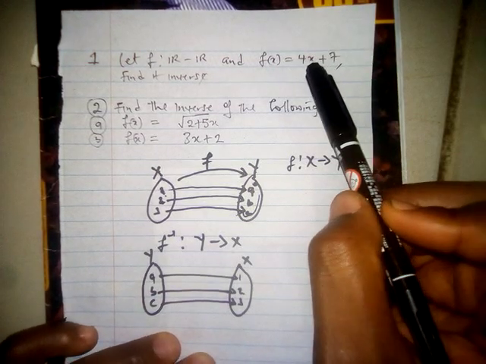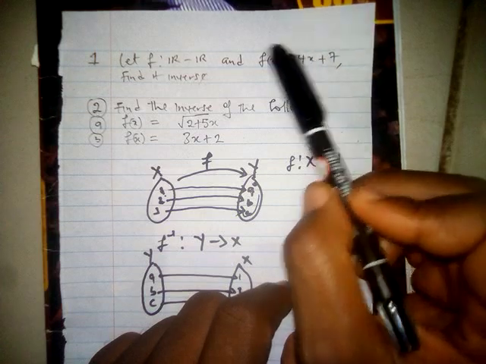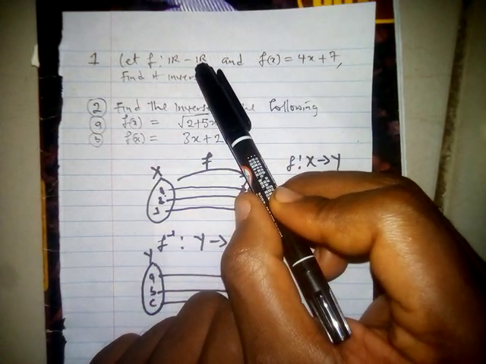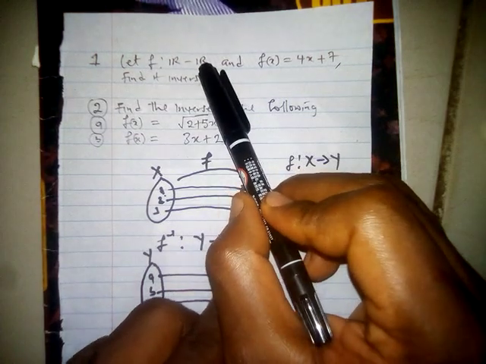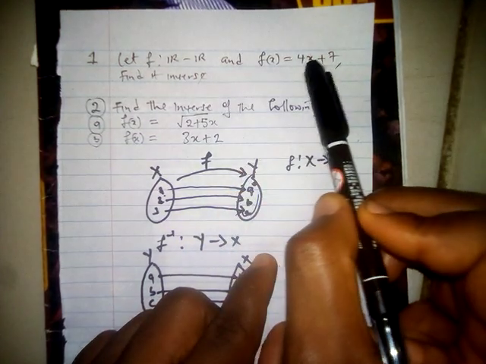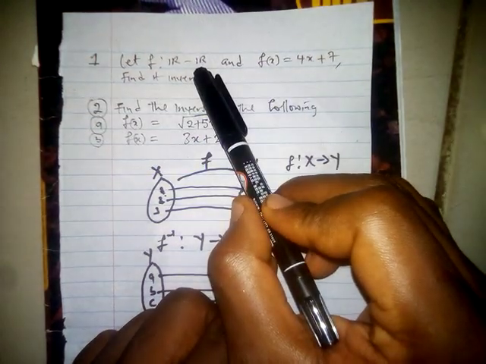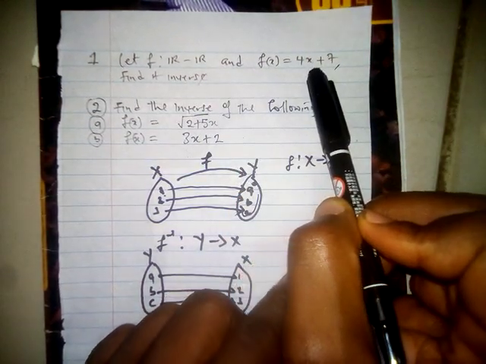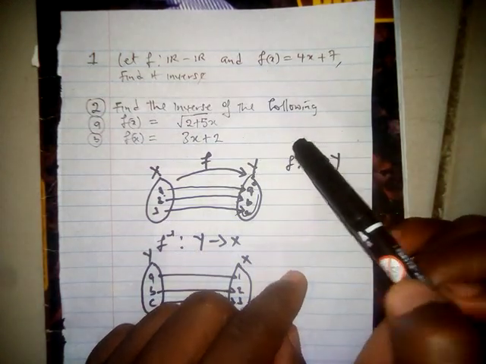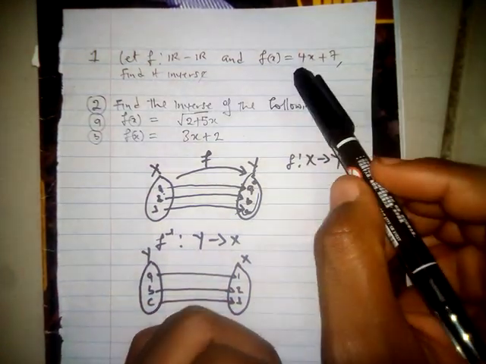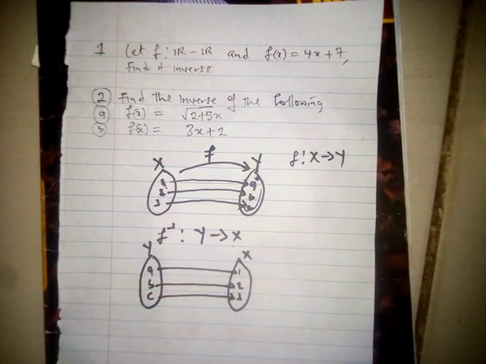The range of this function is always the real number. And because the range of the function is always the real number, its range is equal to the codomain. This is the codomain, this is the domain. So the codomain is all real numbers, and the range of this function is all real numbers. Since the range is equal to the codomain, therefore this function is bijective. So in general, a linear function is always bijective. So now, since this function is bijective, therefore it has an inverse.